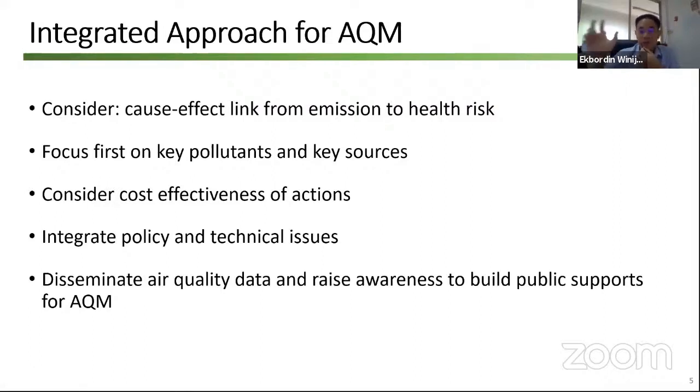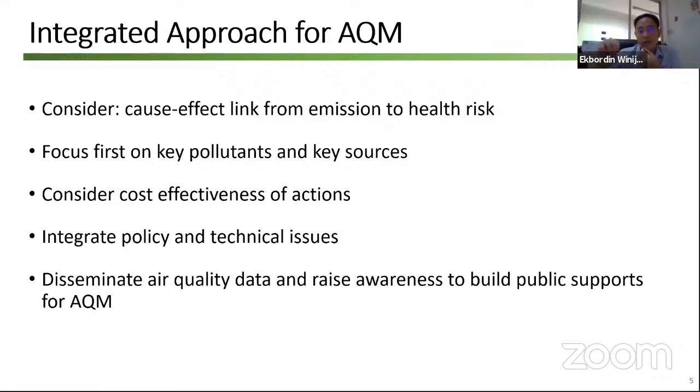Sometimes, even though we can reduce the emission from one source, the cost is too high, so maybe that is not the cost-effective action. So we may skip those kinds of actions first, and then go to some other source that is easy to reduce emission, and also in terms of the budget or the funding that we need to spend, it's also cost-effective. And then we need to consider both policy and technical issues.